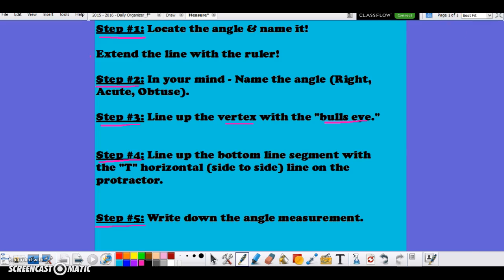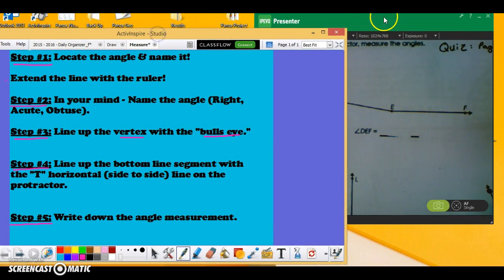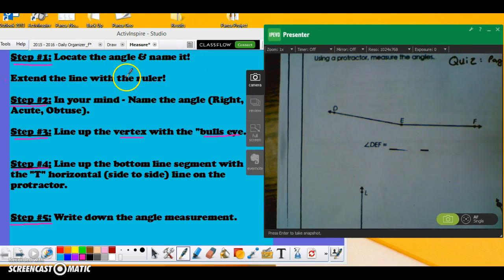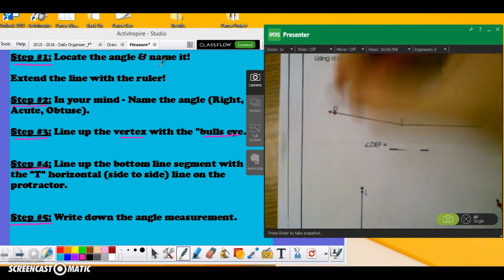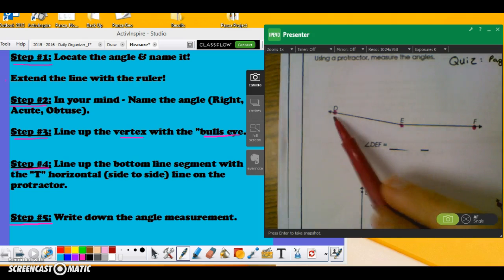Let me shrink down our steps so we can still see them, move it over to the side, and then also let you see the example that I'll be talking about. First, let's take a look at our steps. Step 1 tells me to locate the angle and name it. We're fortunate with this angle because it's already given us 3 different points: point D, point E, and point F. Because they've given us those names, then we don't have to name them. They've already named this angle, angle DEF.